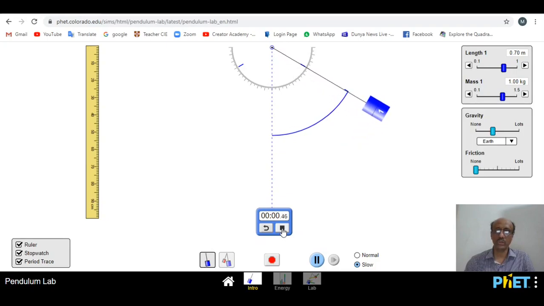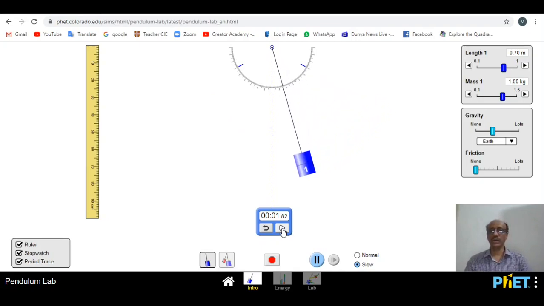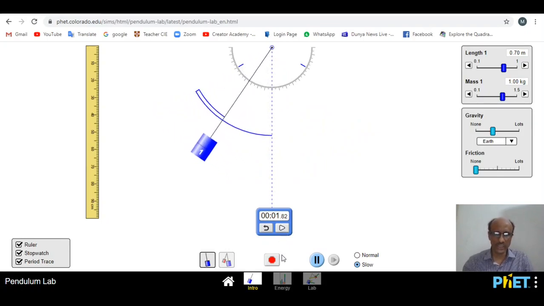So this is 1/4 oscillation. Then it turned back to its mean position, half oscillation, then the other maximum position, and then at this point, almost the time period is 1.82 seconds. So now this is the time period related to the length of 0.7 meter. Now let's change this. We will pause it, and then we will stop it.